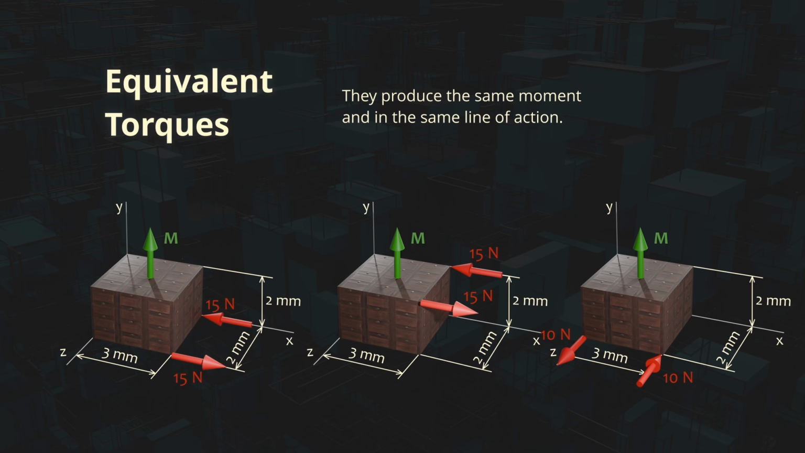through these same torques. In the image, we can observe three force systems acting on a rigid body. Although the individual forces and their distribution are different in each case, the three systems are equivalent. This means that they produce the same rotational effect on the rigid body, which is verified because the moment generated in each case is the same.